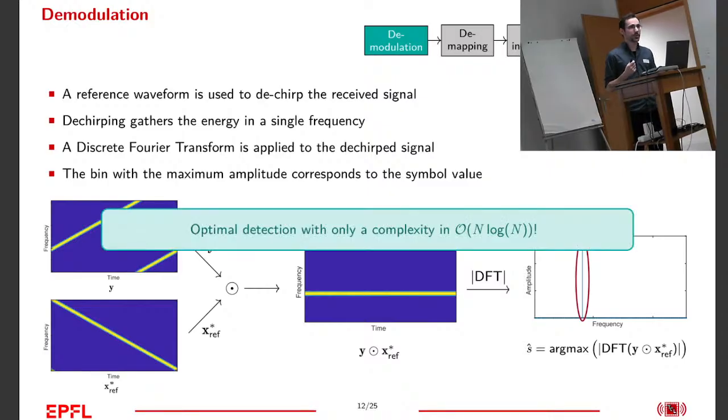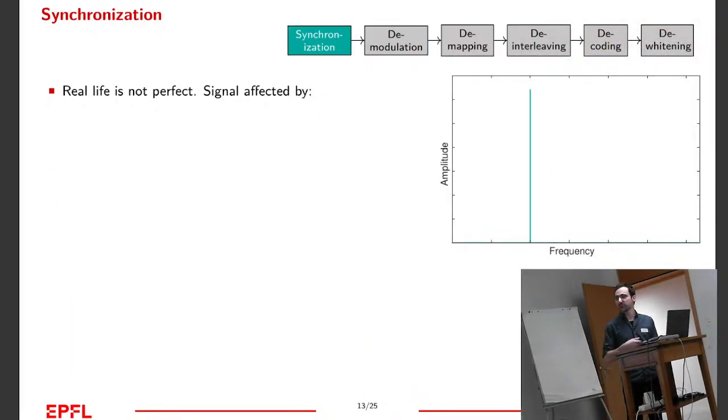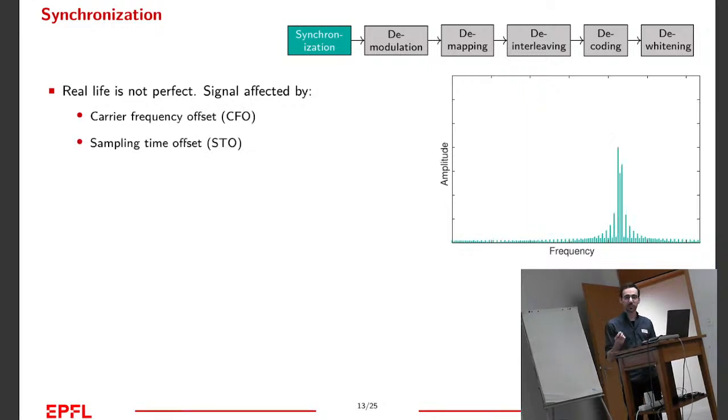Now, I went a bit fast because the real world is never as happy. There will be a lot of impairments. When you receive a signal, you won't receive something that has a clear peak like you can see here, but the signal will be affected by hardware non-idealities. So for example, the carrier frequency offset. So your transmitter and receiver don't have exactly the same frequency. Sampling time offset, they don't know when to start sampling.